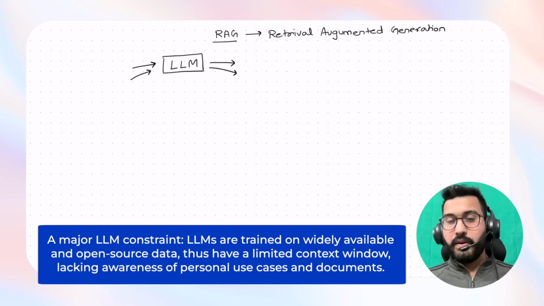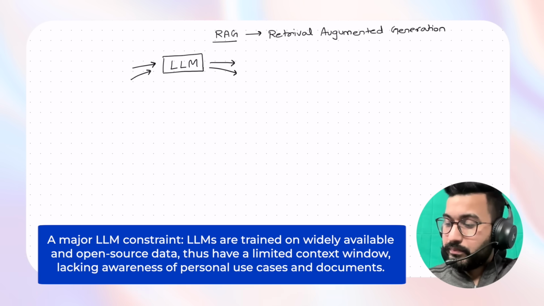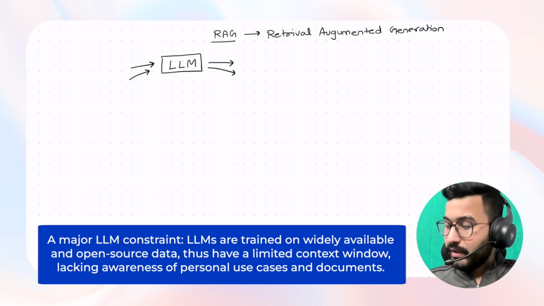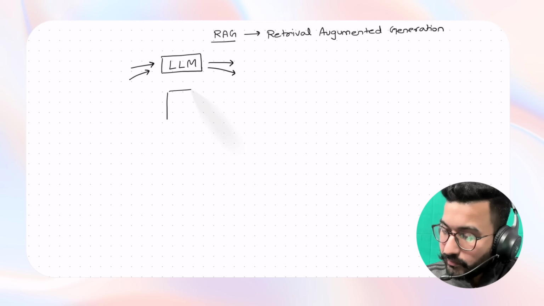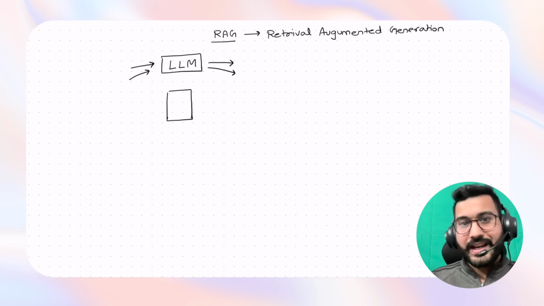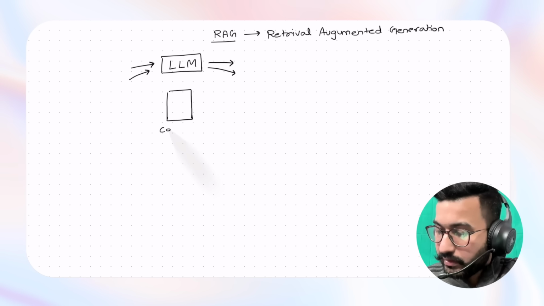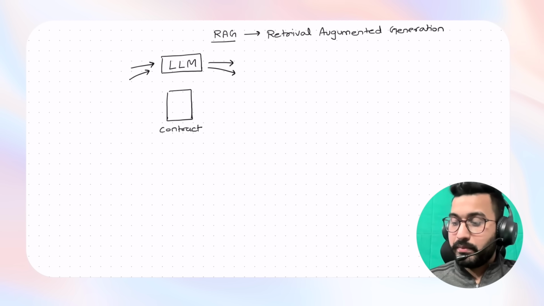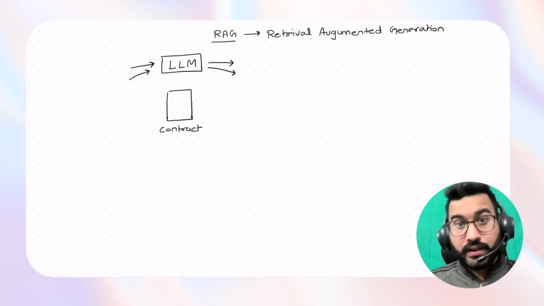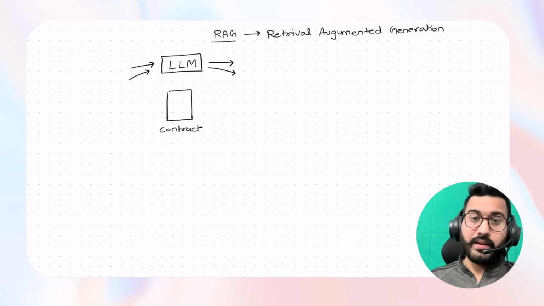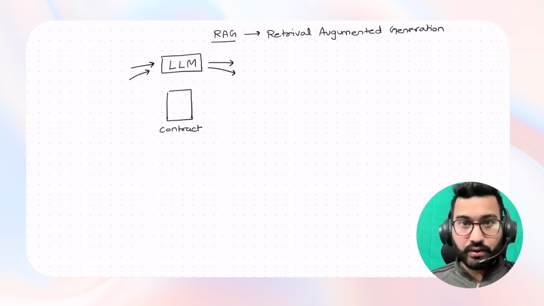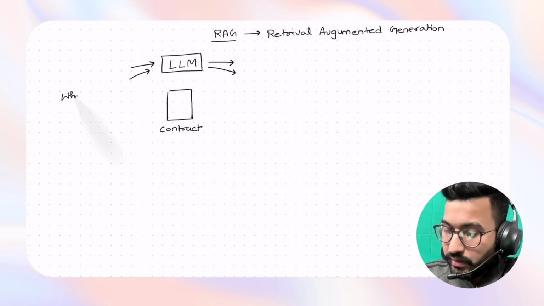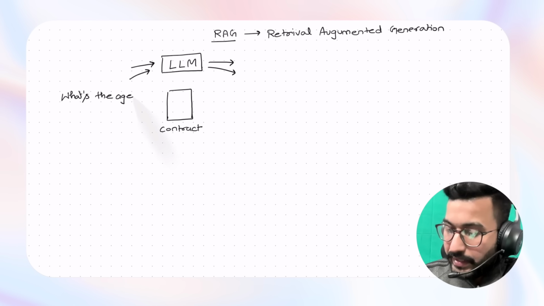But there is one potential problem with LLMs. The problem is that the LLM is not aware of your data, your context, your knowledge base. So let's say I have a document, and this document is a contract which I'm signing with a company. This is a confidential contract which I'm going to sign with the company. Now I want my LLM to answer questions based on this contract. And my LLM, since it is not aware of the content of this contract, will not be able to answer my question. So if I ask my LLM, maybe, what's the age of the contract?